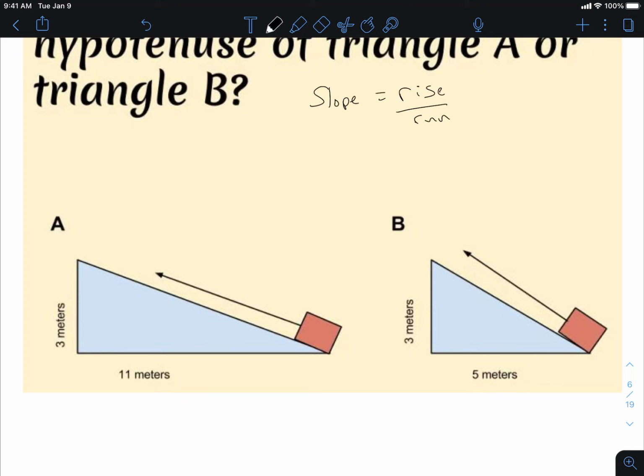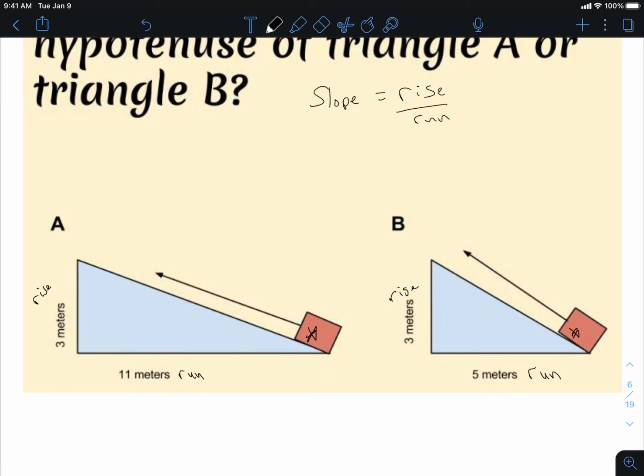Okay, so here's what we got. We got slope equals rise over run. So I guess our question is, if we're standing at our box, the rise is going to be over here, right? That's how far we're going up. And the run is going to be here. Same thing over here. Standing at the box, we're going to try and push it up. Rise, we're going to have to go up 3 meters, but we're going to have to go along 5. So let's just figure out the slope of both of these.